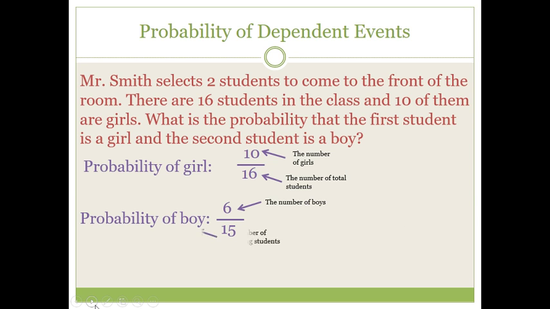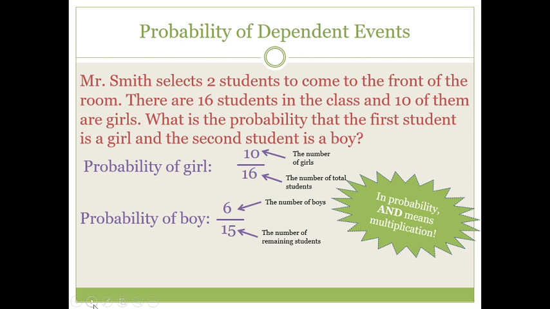There's the total number of boys, and there's the total number of remaining students. And just like we did with independent events, we multiply their probabilities, right? The word "and" means multiply. So remember, when we're trying to calculate the probability of multiple events, what's the probability of this happening and something else happening? That means multiply the probabilities of each individual event.